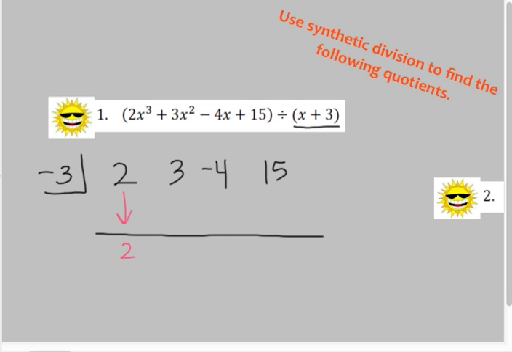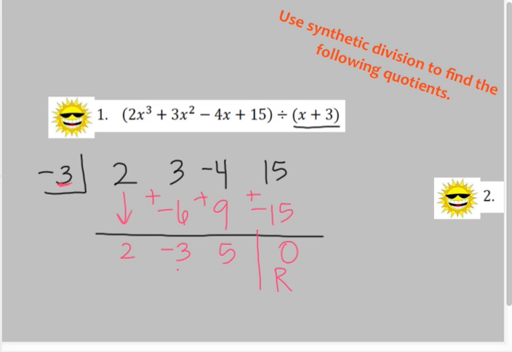Then I take negative 3 times 2, which is negative 6. So then we always add here. So this is negative 3. Then I take negative 3 times negative 3, which is 9. Then I add again, which gives me 5. Then negative 3 times 5 is negative 15. And once again, I'm adding, so this gives me 0.